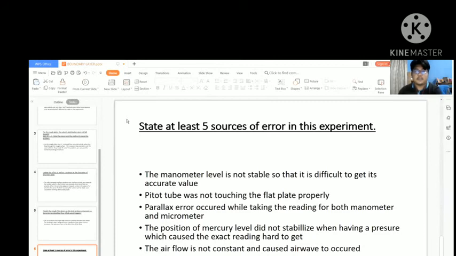The manometer level is not stable, so it is difficult to get its accurate value. The pitot tube was not touching the flat plate properly. Parallax error occurred while taking the reading for both manometer and micrometer. The position of the mercury level did not stabilize when having a pressure, which caused the exact reading to be hard to get. And the airflow is not constant and causes air waves to occur.